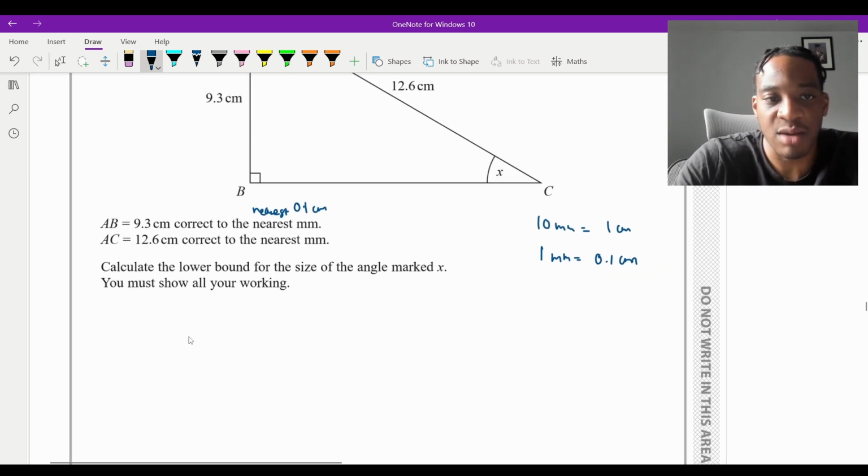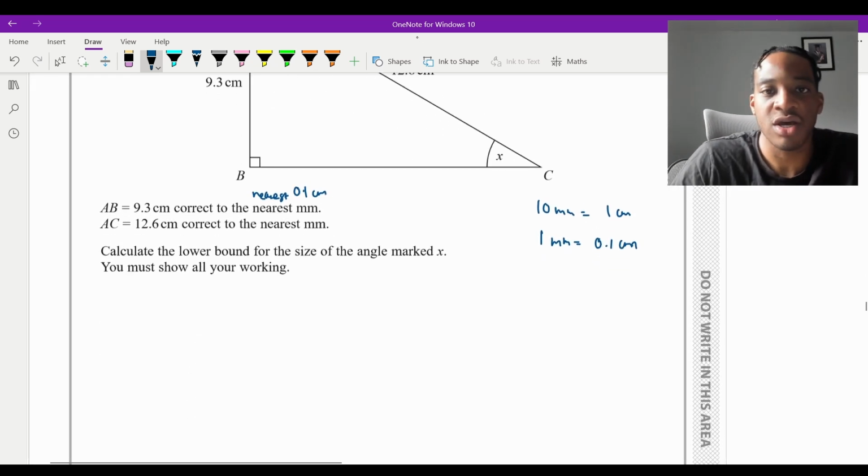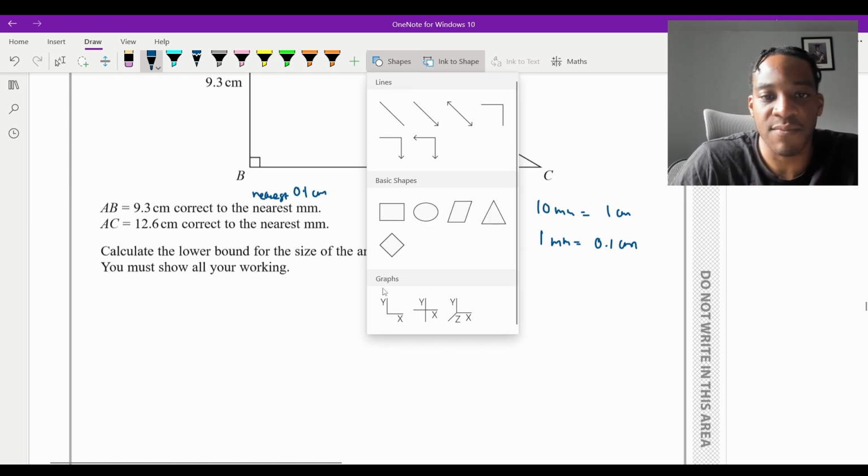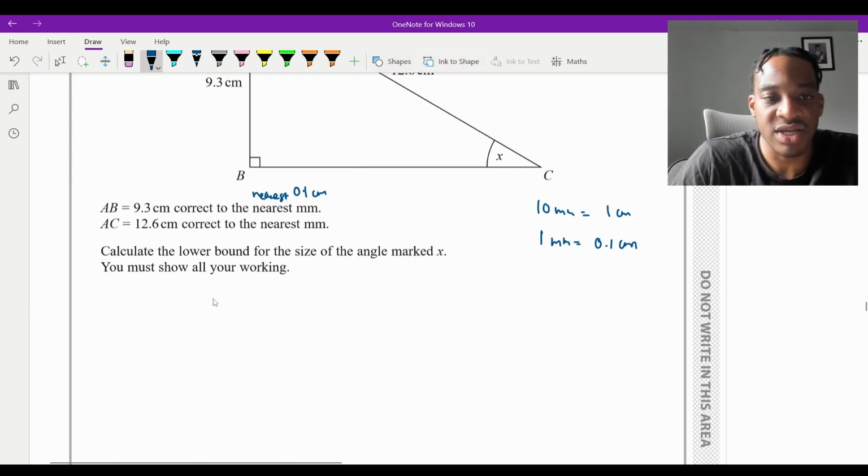Now, what I like to do with these types of bound questions is draw a little table just to remind me of what I need to do to get the bound. So I'll just do a little table like this actually. Let me just get it like here. Get a little one like this, and then I just draw lines like this here.